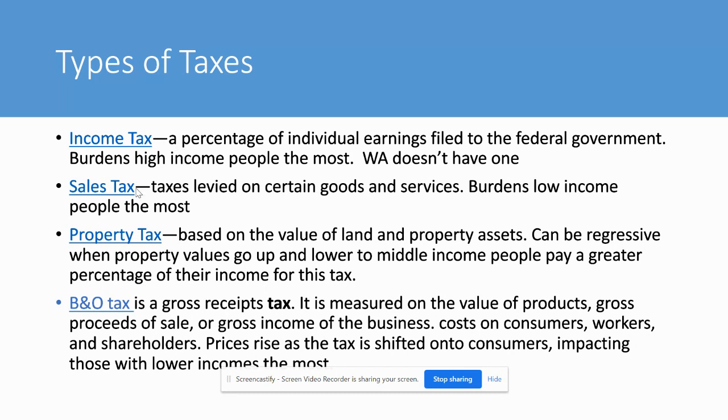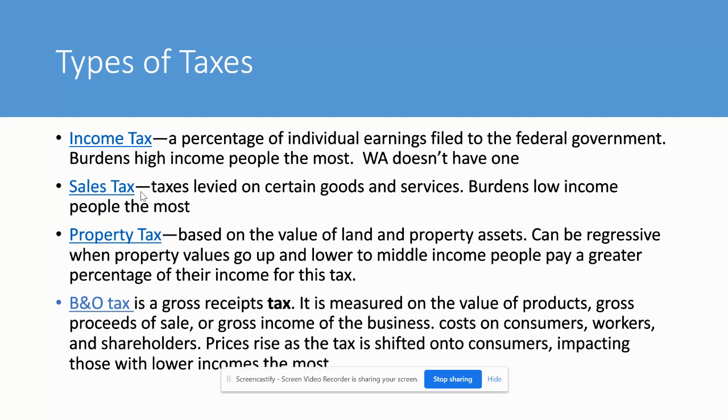The next is the sales tax. The sales tax is a tax on every purchase that you make. So every time you go into a store, if you try to buy something for 99 cents, when you ring it up, it ends up being $1.08 or something like that, right? That's the sales tax being added on.